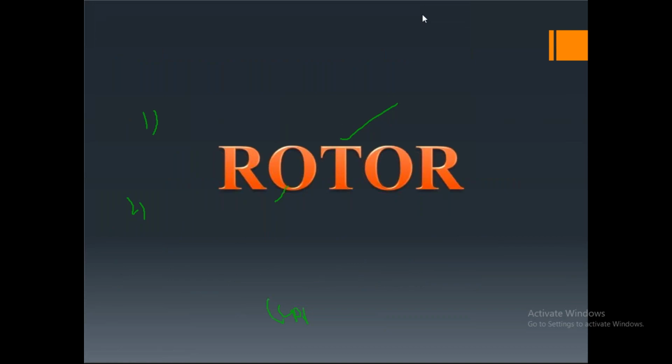Now we see the rotor. Here the three-phase induction motor is again classified into two types based on the rotor construction. Here the stator is common, but the rotor is different, based on the applications and the area of use. So based on the rotor, the three-phase induction motor is classified into two types.